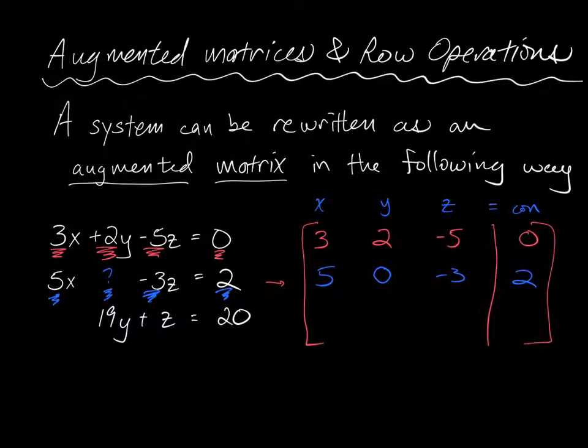So this third equation, if you look, there are no x's. So we know there will be 0 x's, 19 y's, 1 z, and 20 for the constant. So this is how we can write a system of equations as an augmented matrix.